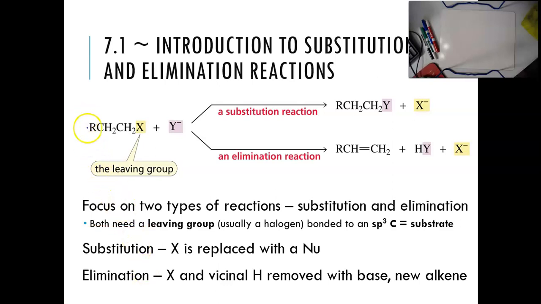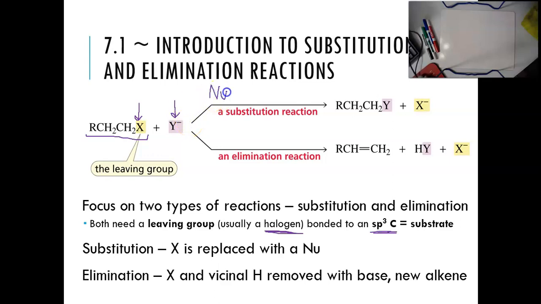For both of these reactions we have to have, and we define a substrate as, a carbon group bonded to a leaving group. Our carbon group has to be sp3, and our leaving group is usually a halogen. We're abbreviating it as an X here, but that's not a requirement. We'll talk about other options. We're going to react our substrate with Y. Now, it has to be negatively charged or partially negatively charged, and it can act in two different ways.